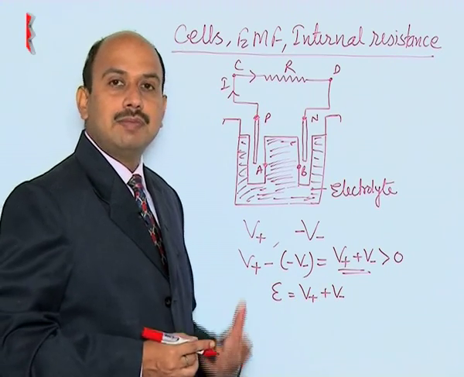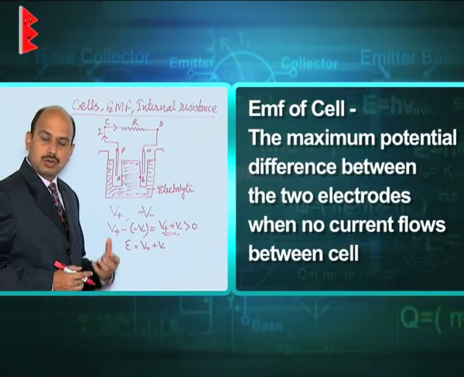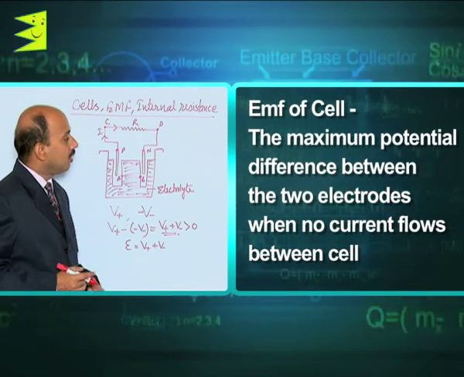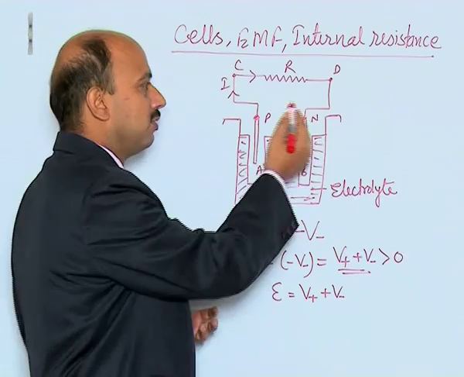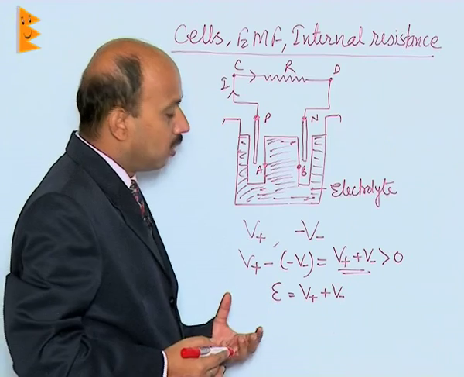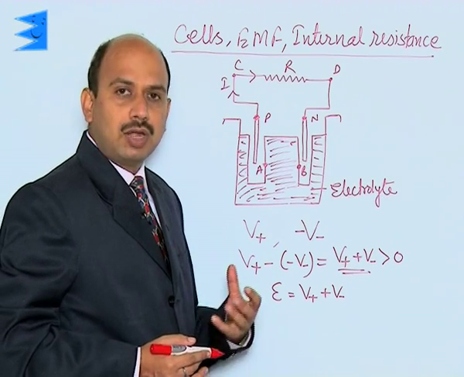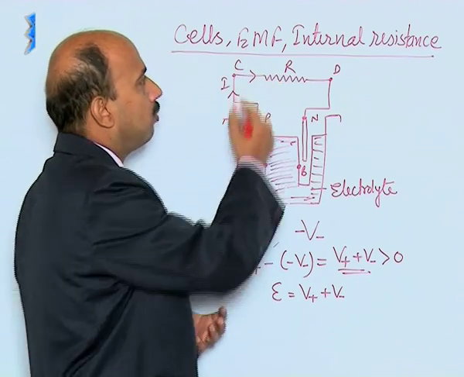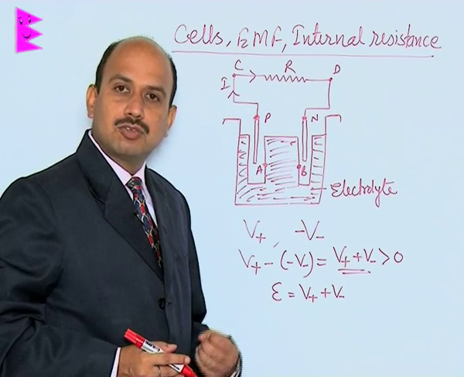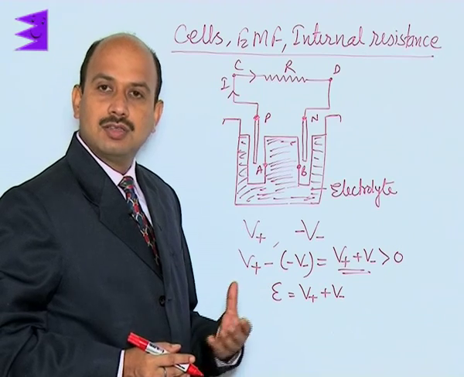So, actually EMF of the cell is the maximum potential difference between two electrodes when no current is drawn from the cell. EMF has got non-electrostatic origin. Actually, EMF is not actually a force, though its full form is electromotive force. It is something which motivates the charges to move, and this comes due to chemical reactions inside the cell.